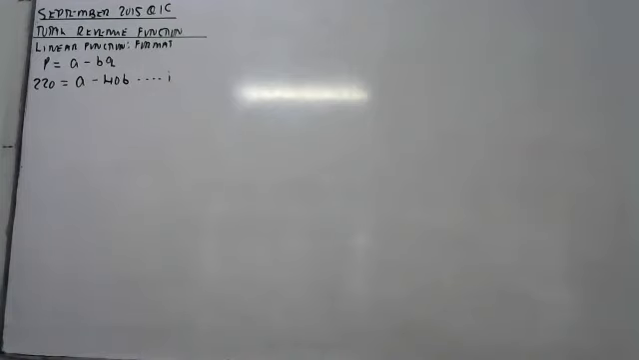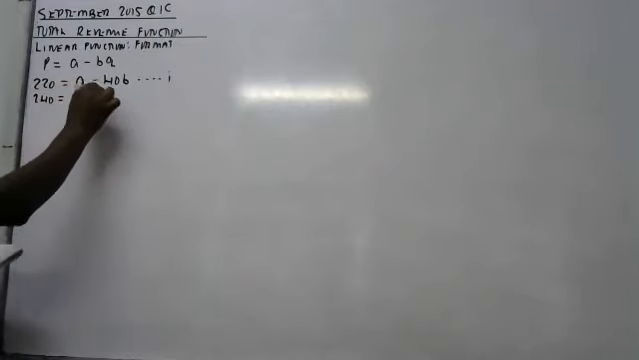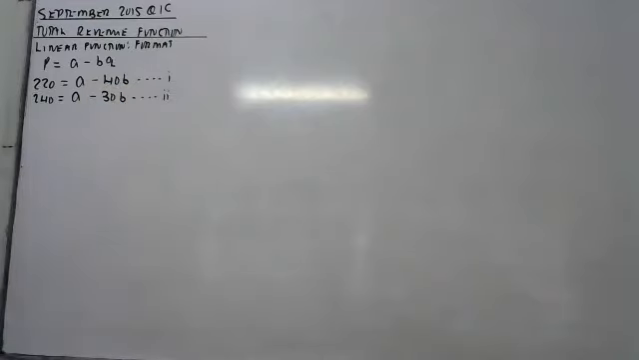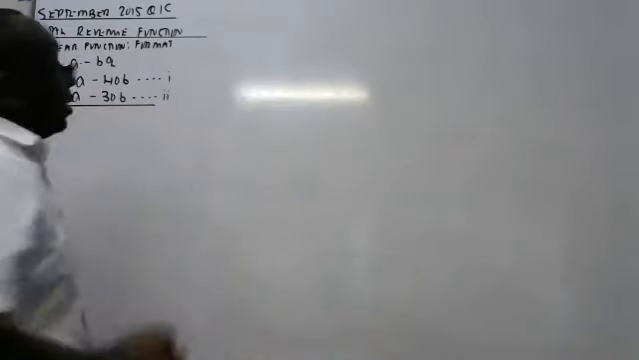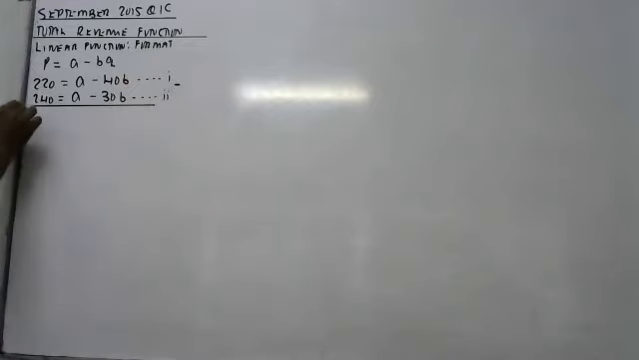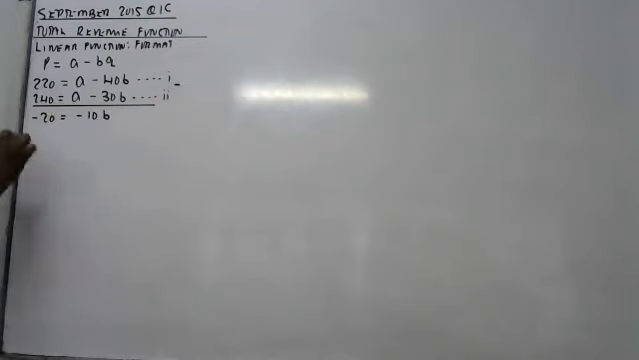And then when the price becomes 240, the number of units becomes 30, so 240 equals A minus 30B. For A to disappear, you subtract. When you subtract, the left side gives minus 20, which equals minus 10B. Based on that, you get that B is 2.